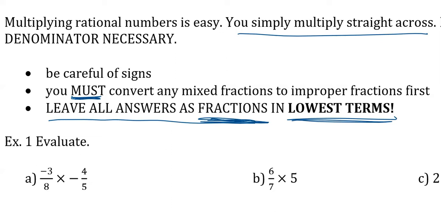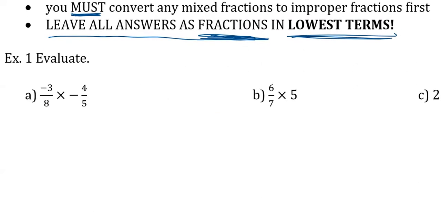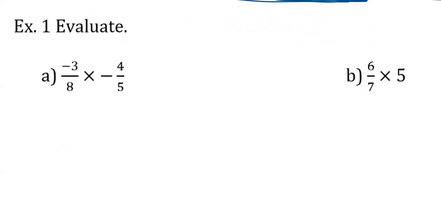Okay, so evaluate. Very first question. Again, you want to write down the question, the whole thing properly. This is -3 over 8 times -4 over 5. Before we get to this, what's the difference between -3 over 8, or -3 over 8, or, I guess, 3 over -8?